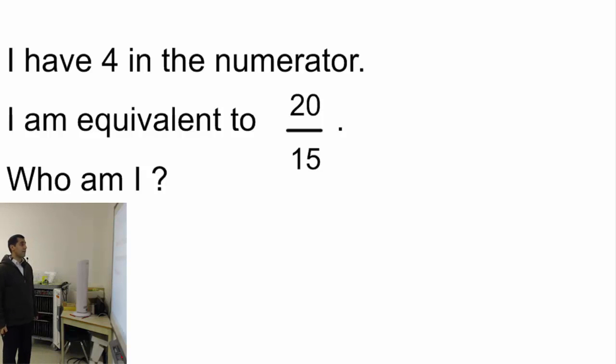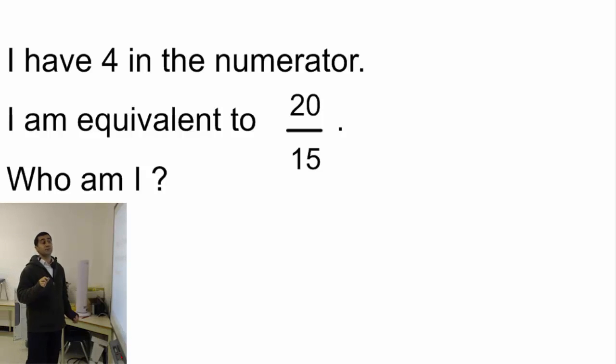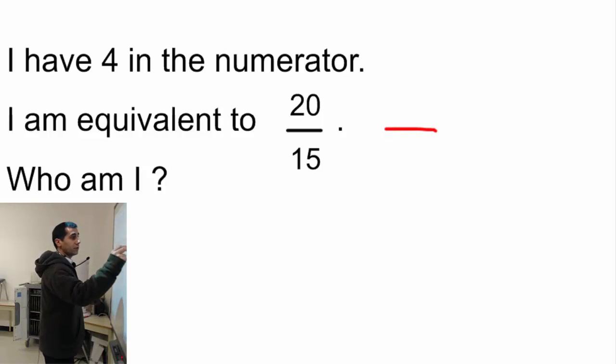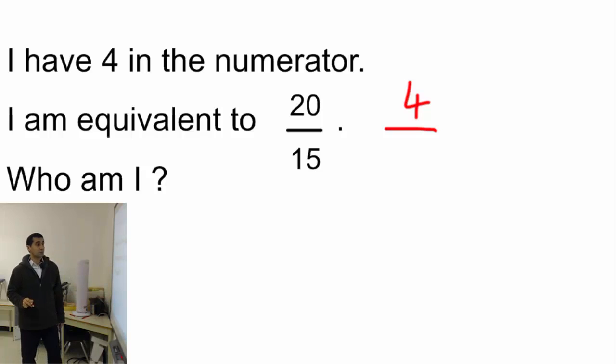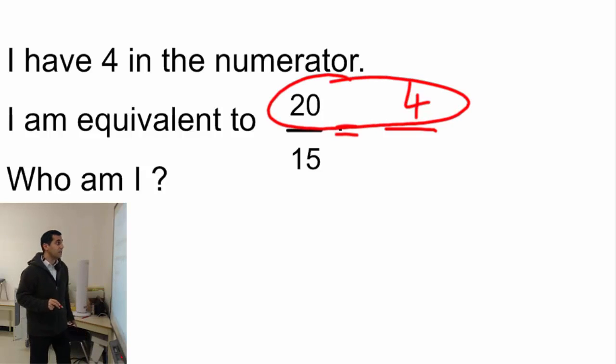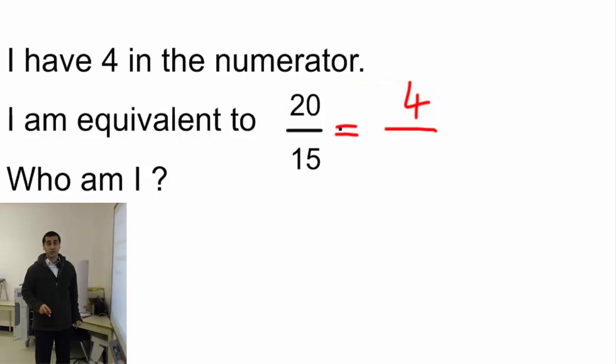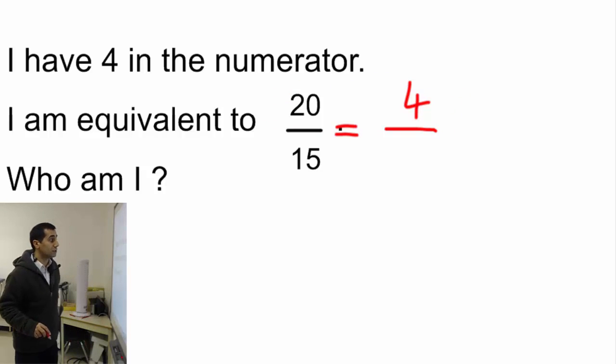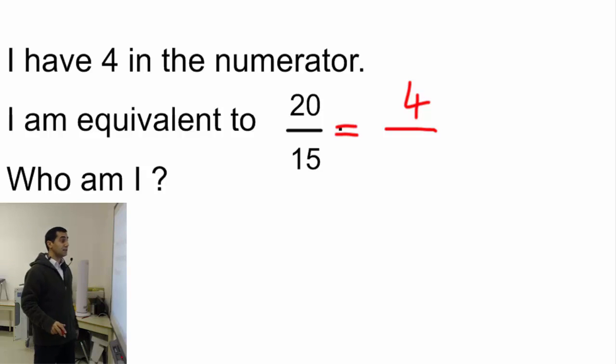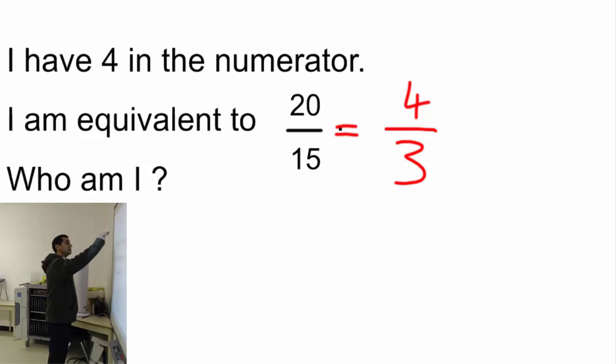Alright, what we have here is I have 4 in the numerator. Numerator doesn't start with D, so it's talking about the number on top of the fraction. So let's make the fraction here. 4 goes on top. So I'm equivalent to 20 divided by 15. We know that. And who am I? So let's figure you out. What happened between 20 and 4? The 20 is divided by 5. So if you divide 20 by 5, you will get 4. So the relationship here is division. So let's divide 15 by 5. That will give us 3. So who am I? You are my friend. 4 divided by 3. Now let's do the last example, which is a little bit tricky.